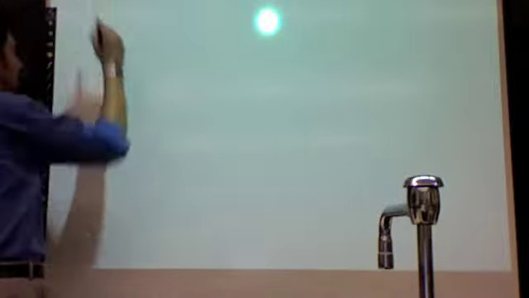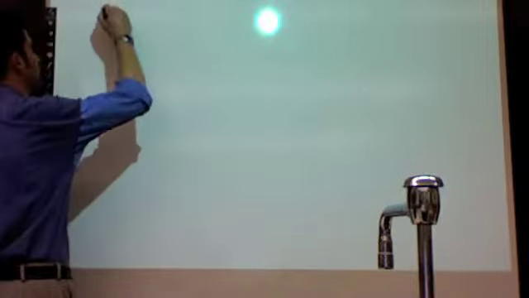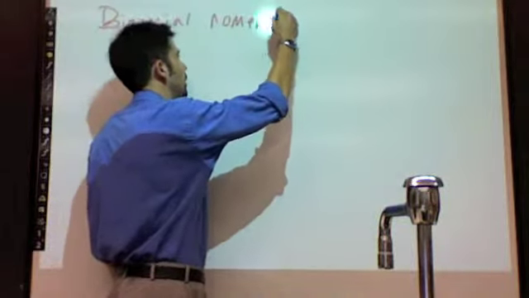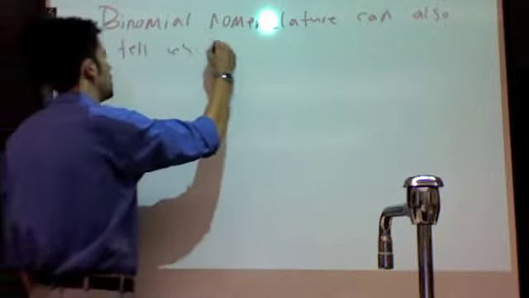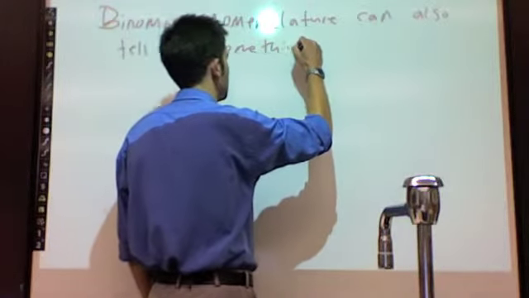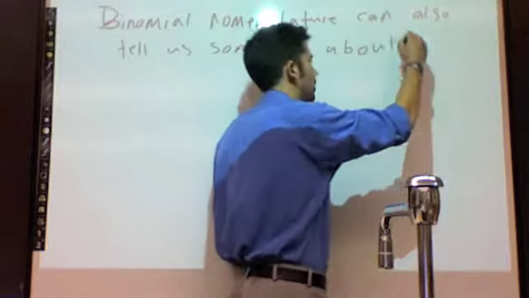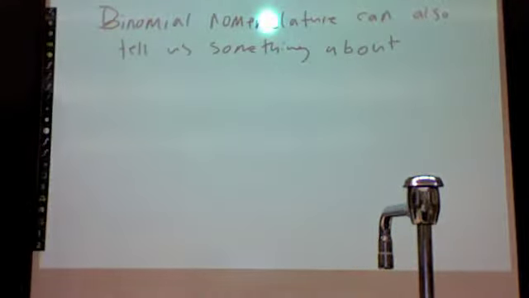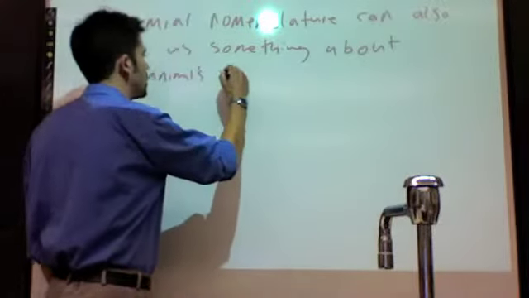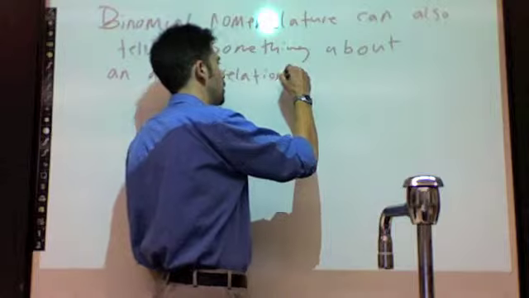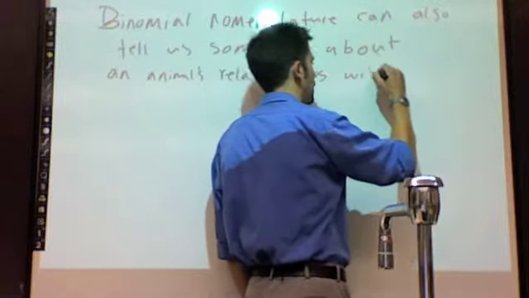So, besides just being unique and specific, binomial nomenclature can also tell us something about an animal's relationships with other animals.